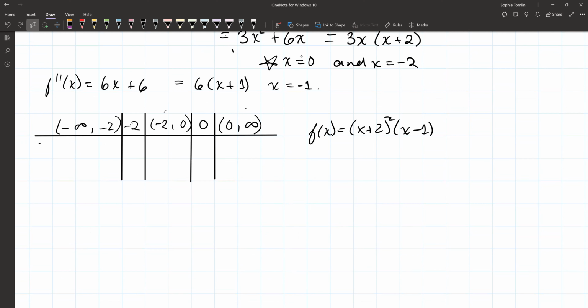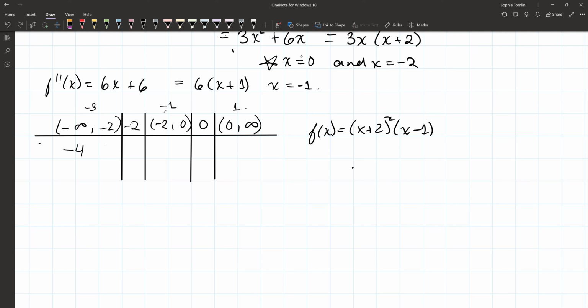So for this interval here, I'm going to take -3. Not the most simple, but better than a fraction. And here I'm going to take -1. And on this one, I'm going to take 1. Now we sub -3 into this. We're going to get 1 squared times -3 minus 1, which is -4, so that gives us -4 here.